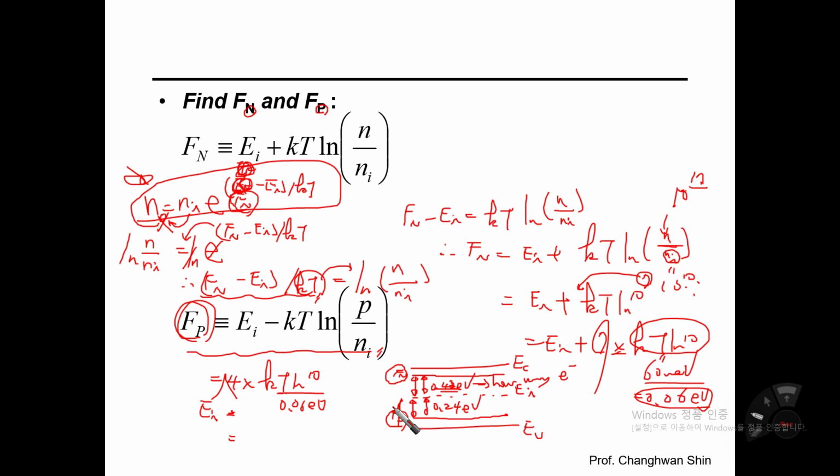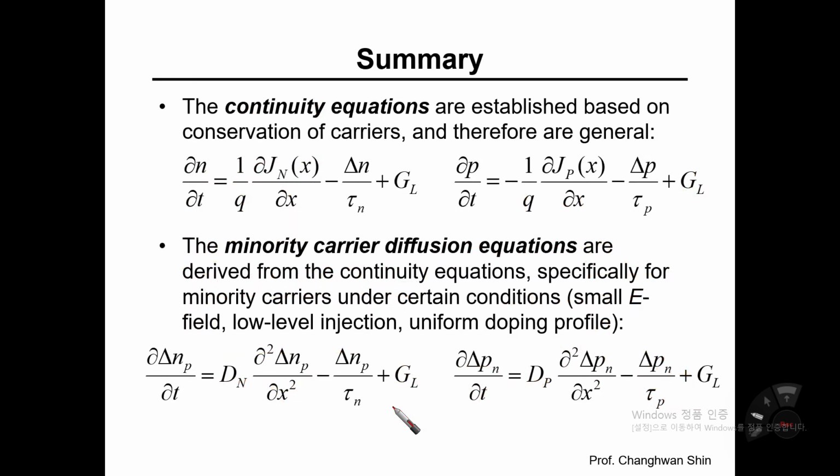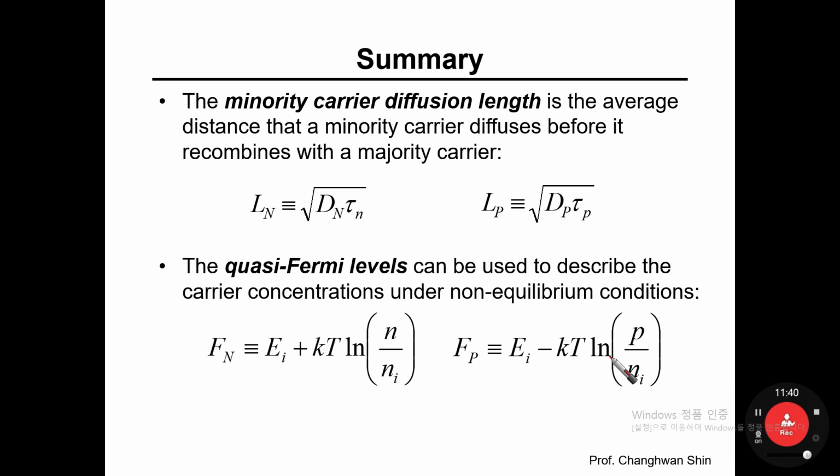Okay, so that's all for the lecture note number 10. So please take a look at the summary by yourself. So we have learned the continuity equations, minority carrier diffusion equations. Afterwards, we have understood minority carrier diffusion lengths, the definition of it. And later on, we have introduced the quasi-Fermi energy level to indicate how many holes, how many electrons are available in a silicon material at non-thermal equilibrium.